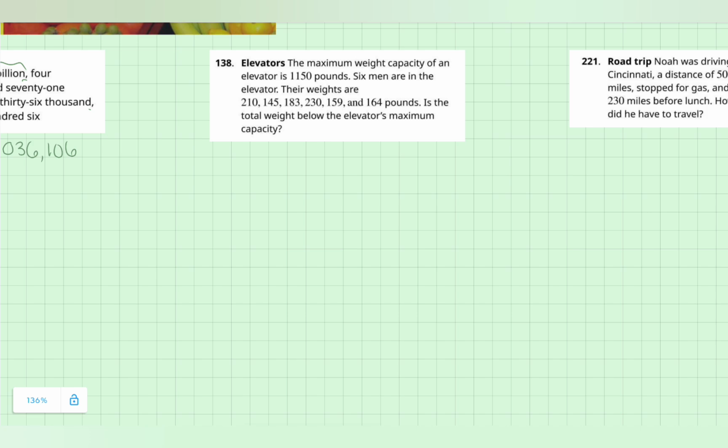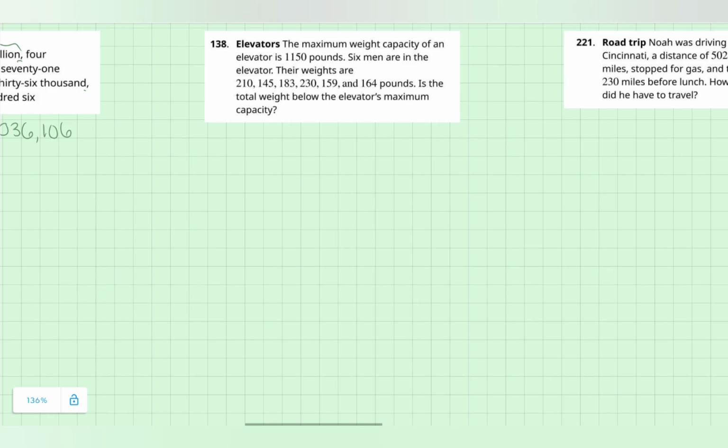So what we need to do is add up each of those 6 weights and then compare it to the maximum capacity. To do that, you could add them all together, but I am going to do it individually. So in our ones column, we have 0 plus 5 gives us 5, 1 plus 4 gives us 5, and 2 plus 1 gives us 3. That takes care of the first two.